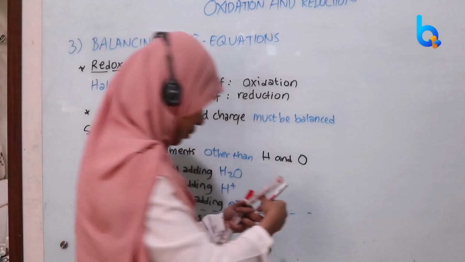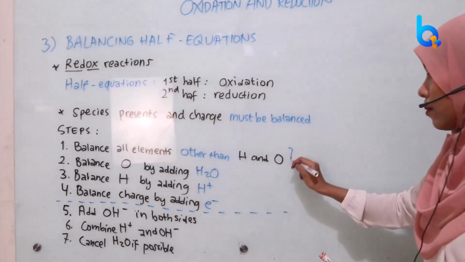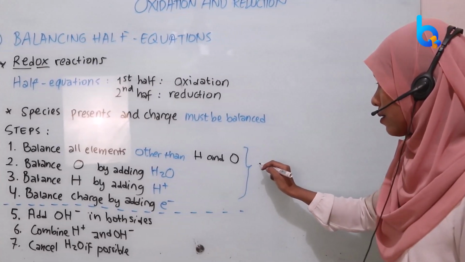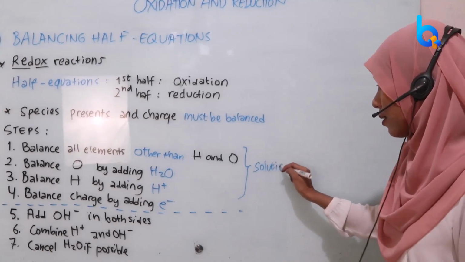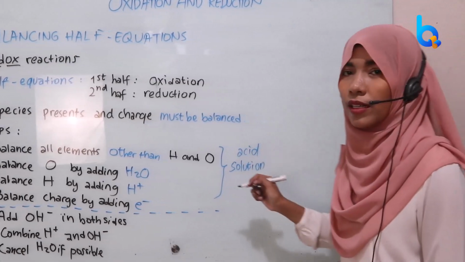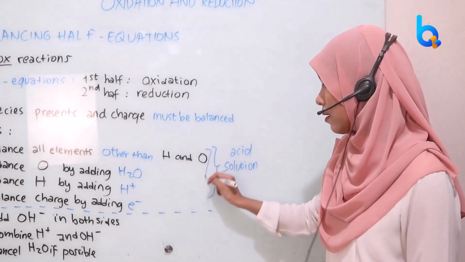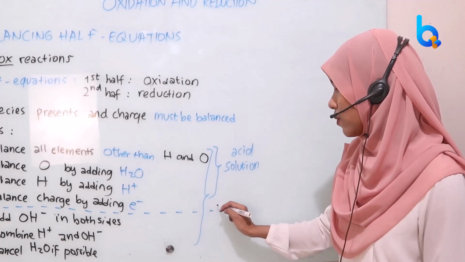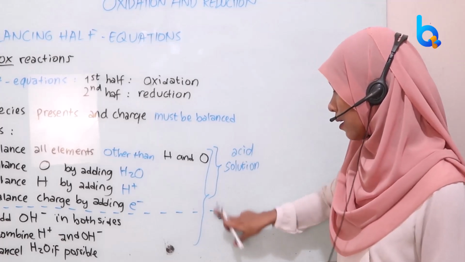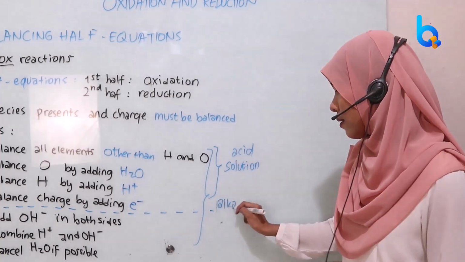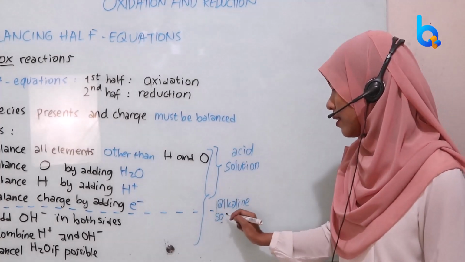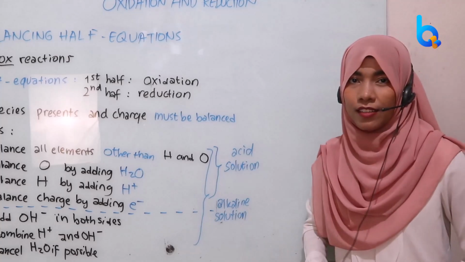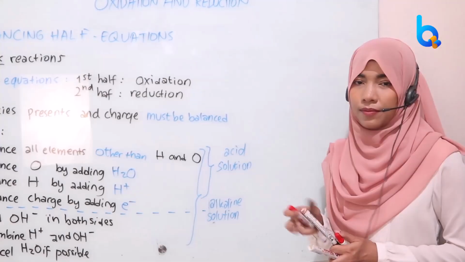So steps number 1 until 4, we will use when it is stated that the solution is acid. And then we will use steps 1 until 7 if it is said that the solution is alkaline. Alkaline means a high pH. Okay, so let me give you an example.